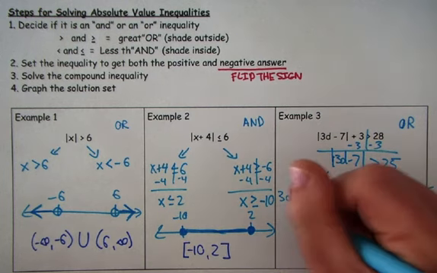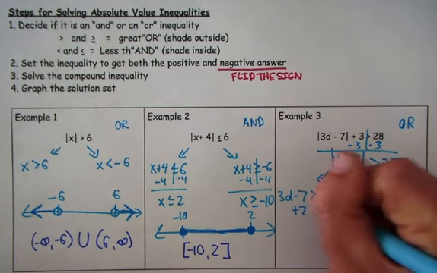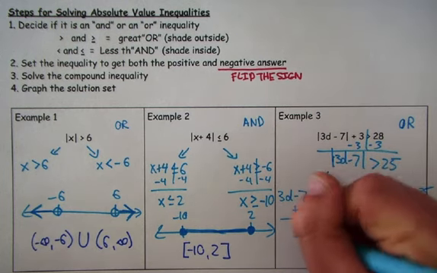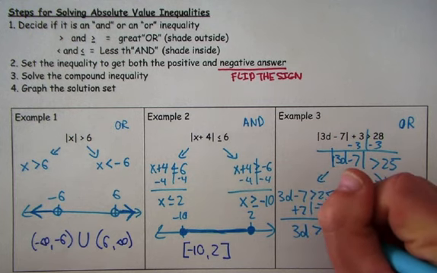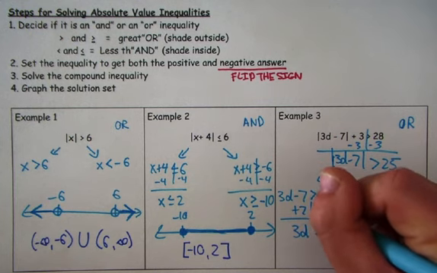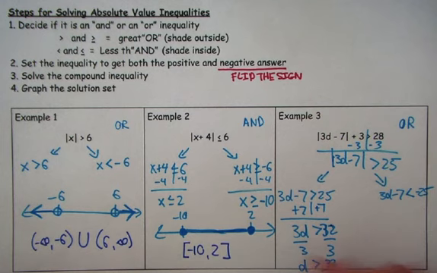Let's solve. Add 7 over here. 3d is greater than 32. This is adding 7. Divide by 3. d is greater than 32 thirds, right? Or that's the same as 10 and 2 thirds, right?